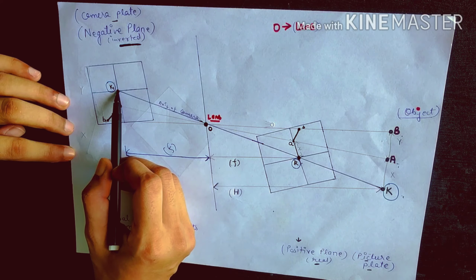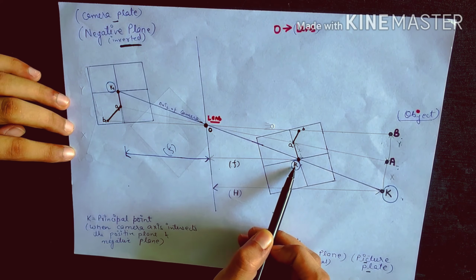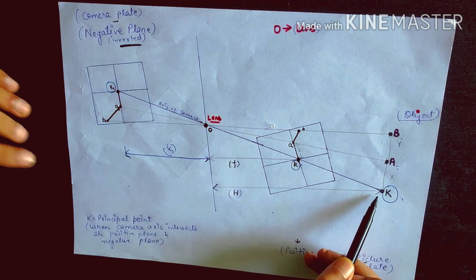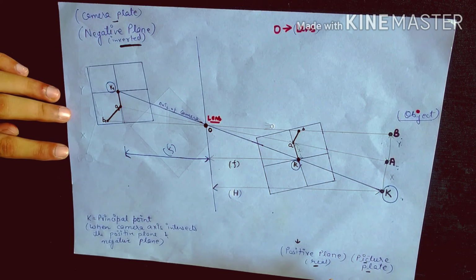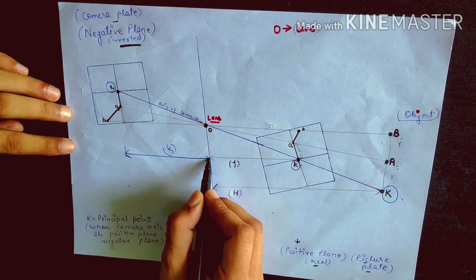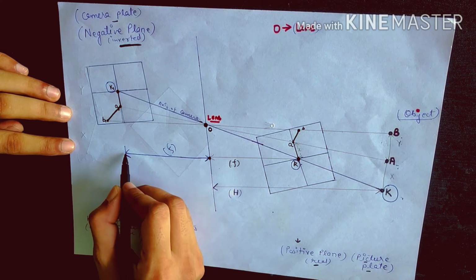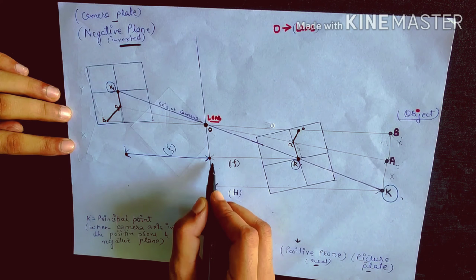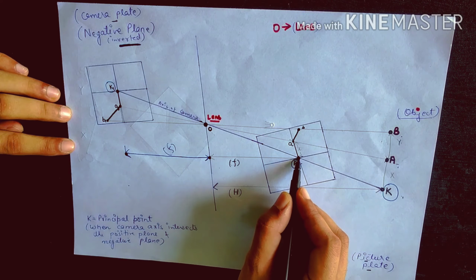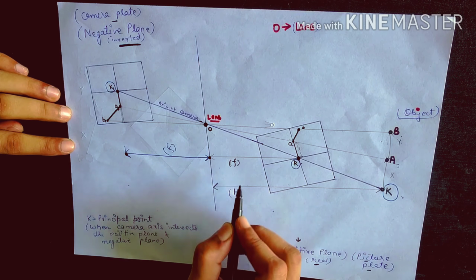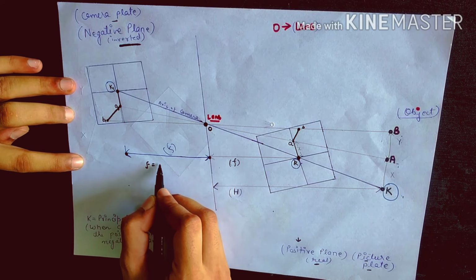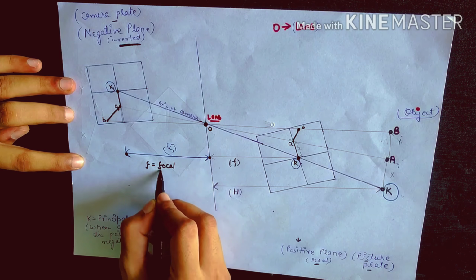Here it is denoted as K1, here it is denoted as small k, and here it is denoted as capital K. The distance from the lens to the center of the negative plate is called the focal length. From the lens to the center of the positive plate is also called the focal length. Small f is the focal length.